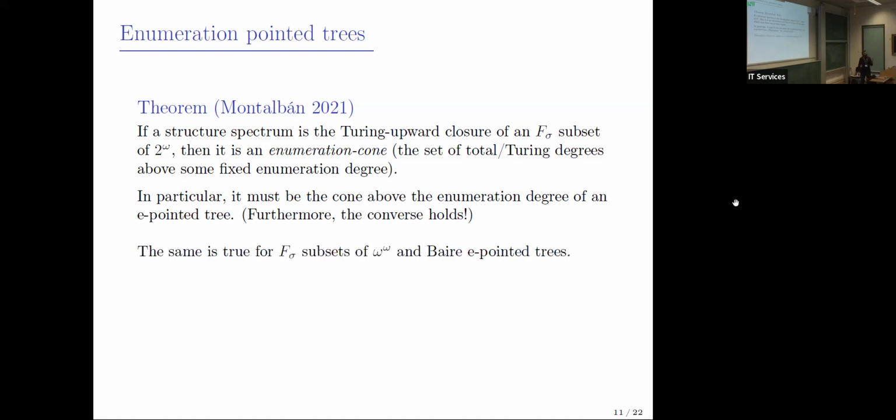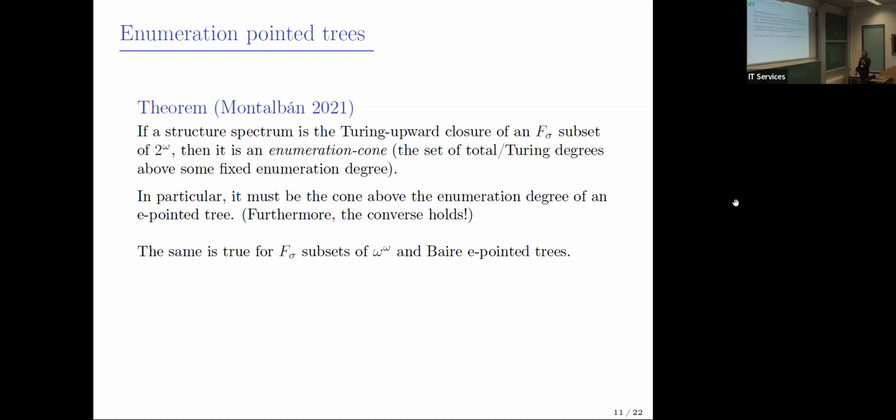He kind of wrong-footed us, because the same is actually true for F sigma subsets of omega to the omega and Baire e-pointed trees instead of Cantor e-pointed trees. And it really took us a long time to realize that it wasn't all just the same theorem, that it actually mattered whether you were looking at F sigma subsets of Baire space or Cantor space, and that threw us a little bit.